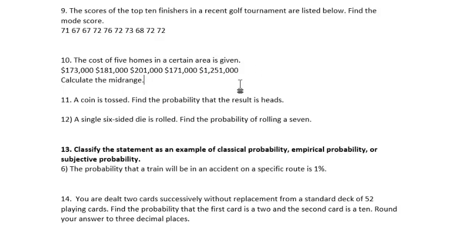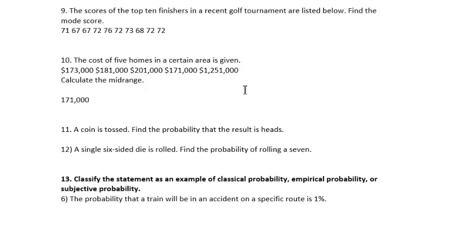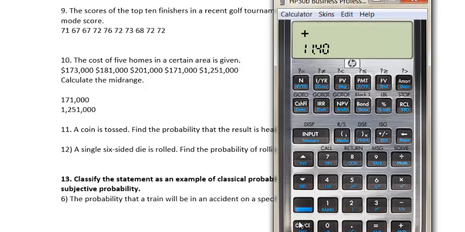So in our case, let us take the smallest value, which is 171,000, and the largest value, which is 1.251 million, 1,251,000. And let's take the average of those two. We can use our calculator. We don't really need to use our calculator, but why not? 171,000 plus 1.251 million, and divide that by 2, and you have your answer, which is 711,000.